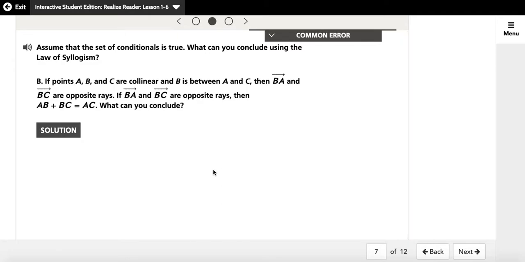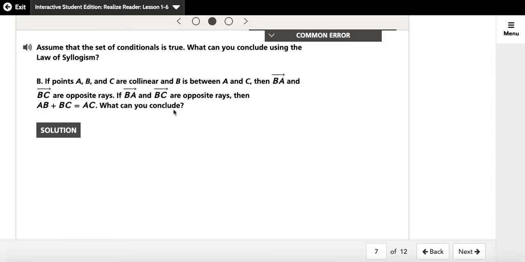Now we have some geometry thrown in. If points A, B, and C are collinear, and B is between A and C, then ray BA and ray BC are opposite rays. And then notice the very next conditional starts off with what the conclusion was the first time. If ray BA and ray BC are opposite rays, then AB plus BC must equal AC.